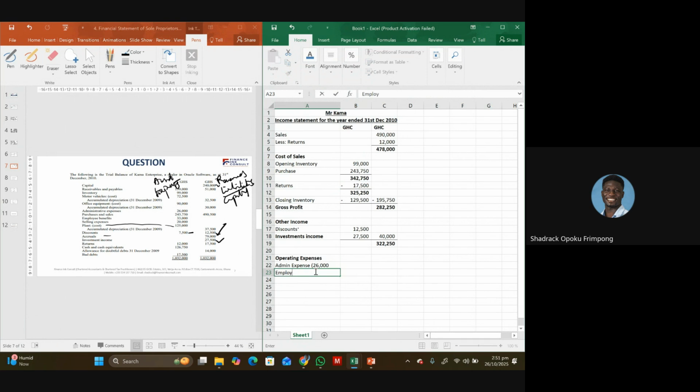So we have employee benefits. That is 33,000. We have selling expense, which is 20,000. Then we have discount, so discounts allowed. That is 7,500.